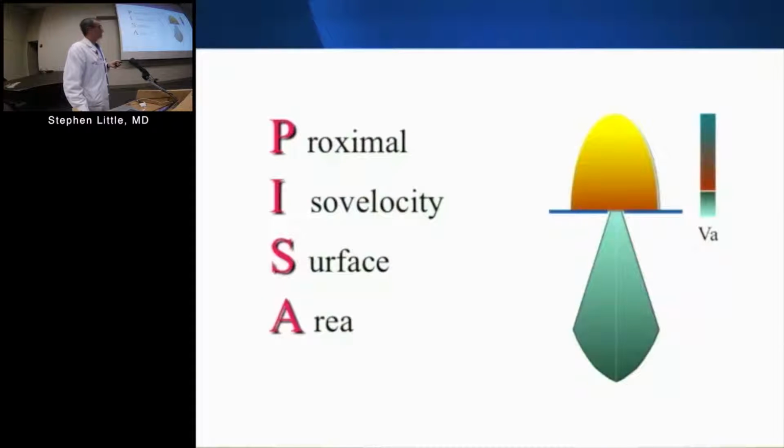Okay. So PISA, proximal isovelocity surface area. The concept is really based on flow continuity. Effectively, if you know the surface area and you know the velocity of the flow and you know the velocity down here, you can solve for the unknown area, which is your EROA. That's the concept of PISA.